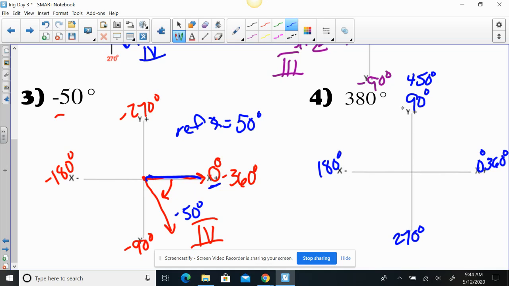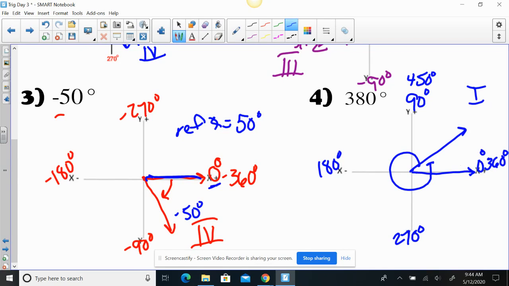Every axis to axis is 90 degrees. Or you can think, all right, here's my initial. I'm going to go all the way around and then a little bit more. So this one is in quadrant 1.